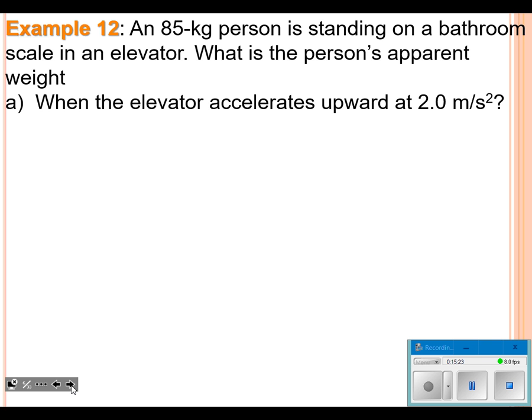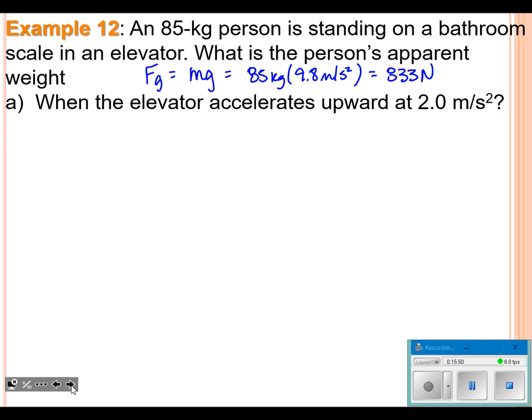So what we would do is take their gravitational weight, which is going to be mass times gravity, which equals 85 kilograms times 9.8 meters per second squared. Okay, so when I do 85 times 9.8, that's going to give me 833 newtons. That's their actual weight, okay?